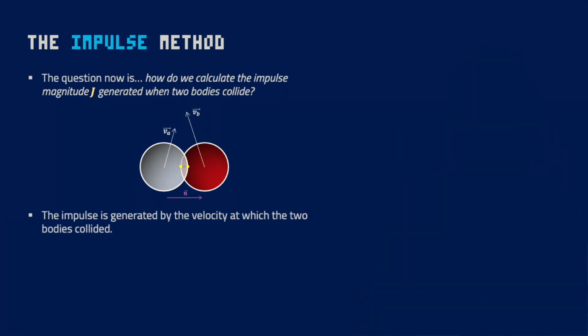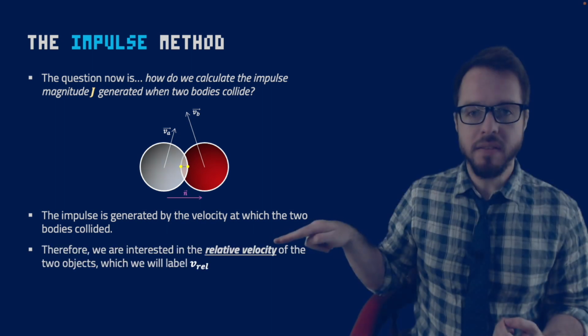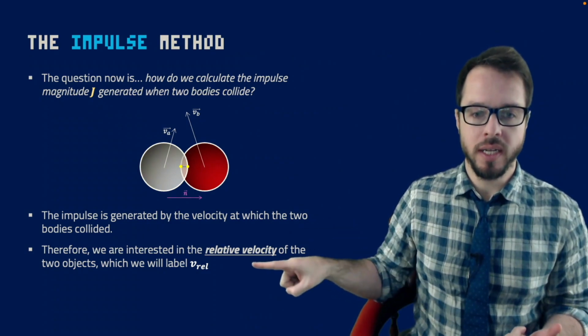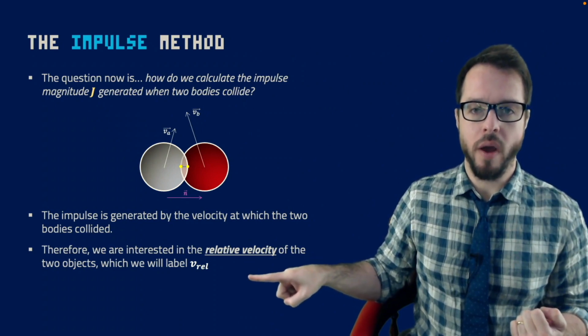And let me just write this thing down. The impulse vector is generated by the velocity at which the two bodies collided. So we need to take into account the velocity, right? The pre-collision velocity, VA and VB. But what we are really interested in is the relative velocity of those two objects. And I'm going to use this V_rel here, right? The V with the subscript rel.